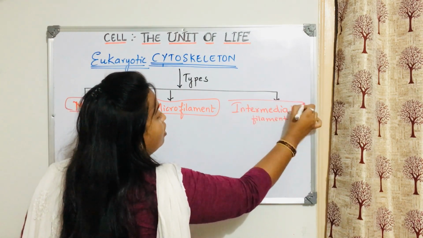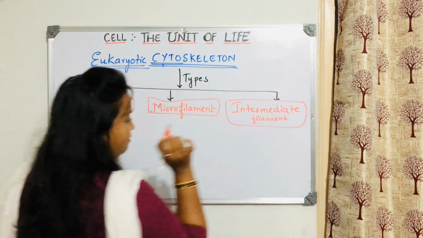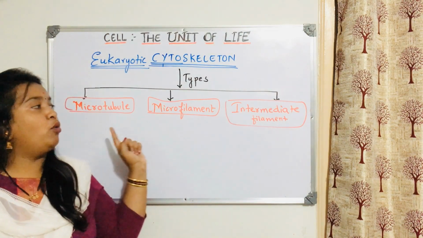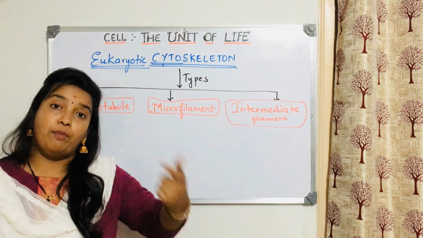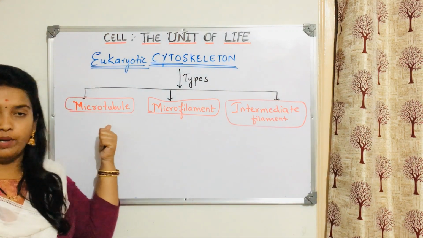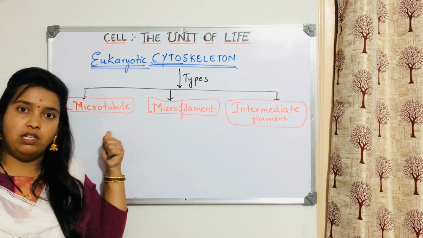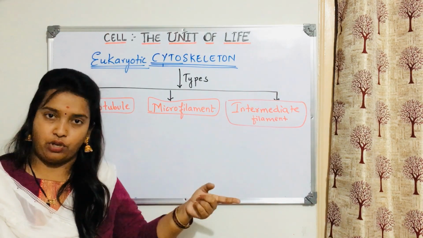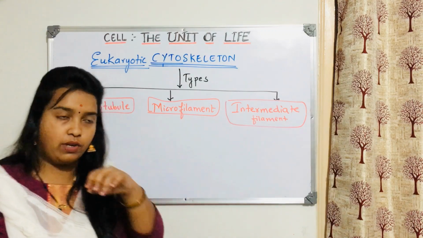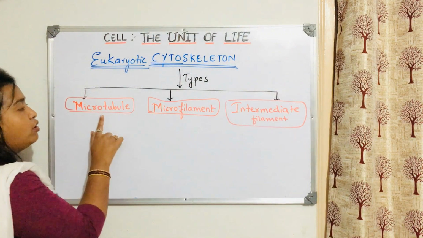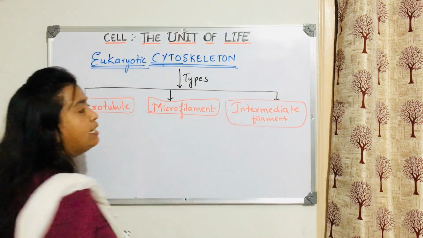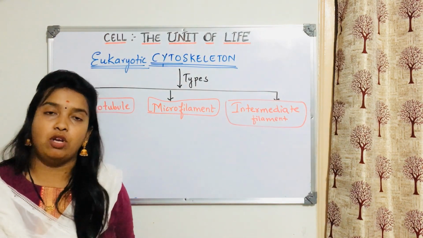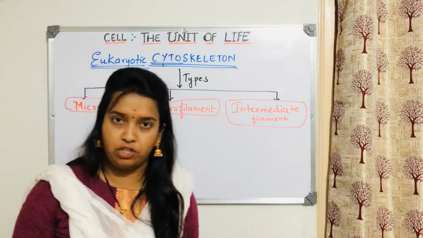We have to talk in detail about these 3 things. That is very much important. But out of these 3, what is more important for your syllabus is the first one. Because if you know this in detail, you will understand the next structures, cilia and flagella structure. Okay, please concentrate. Microtubule, microfilament and intermediate filament, these are the 3 types of cytoskeleton structures.